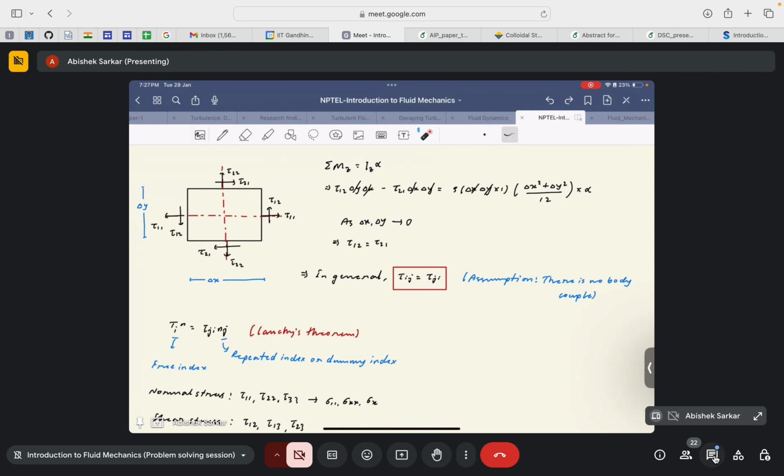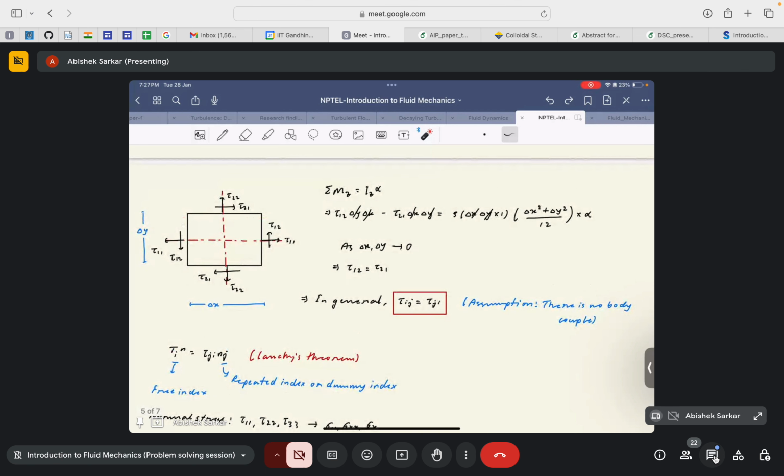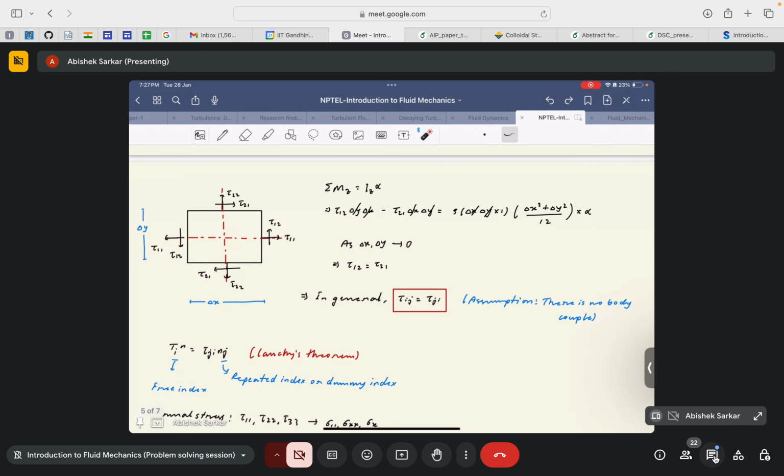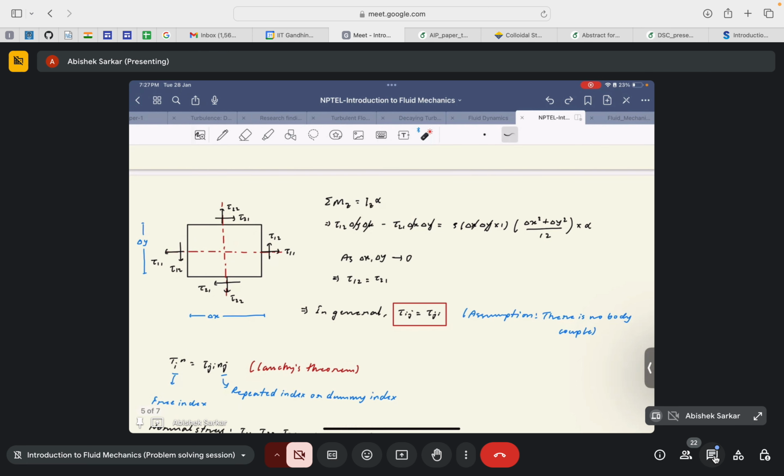The body couple part. Okay, so the assumption here is that, similar to the previous case where we were conserving linear momentum, basically doing a force balance, now we are doing the conservation of angular momentum. So the expression for the conservation of angular momentum is given by the summation of the moment along the z-axis, that is outside of this plane, equals Iz into alpha, where Iz is the moment of inertia along the z-axis.